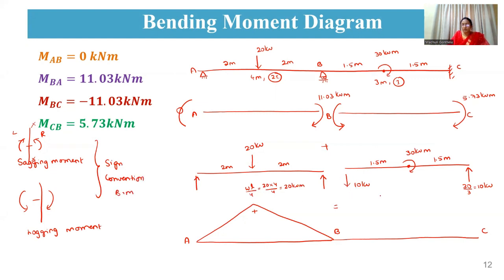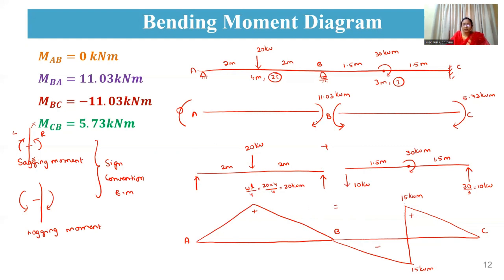So here you are having a hogging moment of 10 into 1.5. That means here you are having 15 kilonewton meter. Okay, 10 into 1.5, 15. So here also you're having 10 into 1.5, that is 15. Again, this portion will be 0. So this is a positive value of 15 kilonewton meter, and this is a negative value of 15 kilonewton meter. So this is a simple bending moment diagram for the external loading condition.